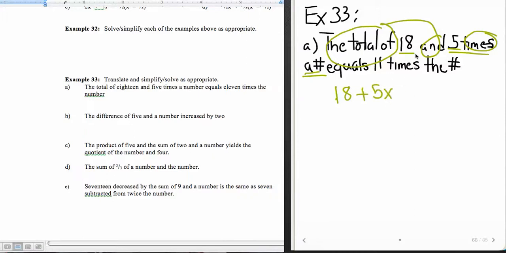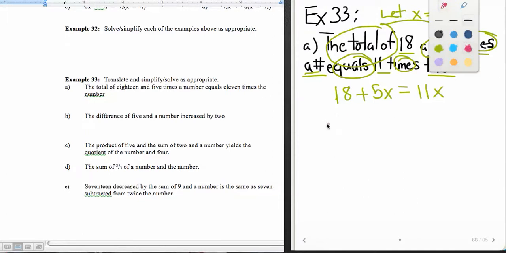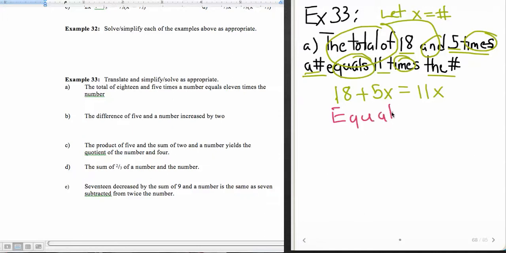And we're going to let x equal the number, and so I'm going to put that right up here at the top because we weren't told that, so we want to tell everybody exactly what our number is going to be. And then that equals 11 times the number. So that means 11x. Now, because we see that this is an equal sign here, we know that this is an equation, and because it's an equation, we know we're going to solve this problem.